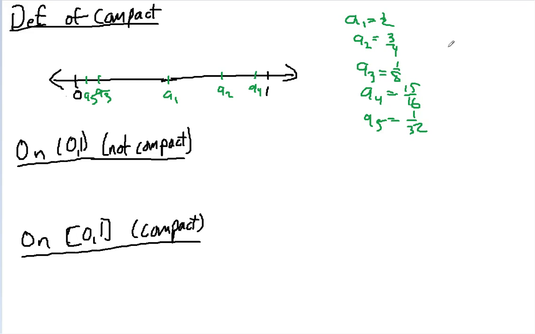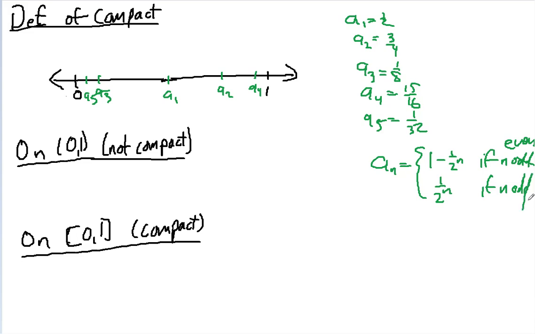So basically, the formula we can write down is this. An equals, I don't know, what does it equal? 1 minus 1/2 to the n. Is that going to be right? If n is even. How about odd? Then it's just going to equal 1/2 to the n if n is odd. So we could write down a specific formula. But the important thing is how it relates to these two sets.